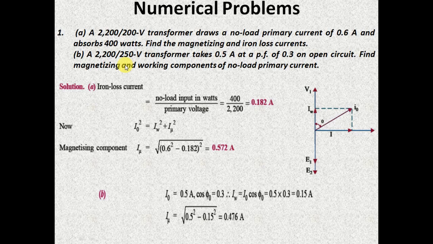In the second part of the same problem, you are given a 2200/250 volt transformer, and the no load current is 0.5 ampere at a power factor of 0.3 on open circuit. That is, this value is 0.5 ampere and this angle is cos inverse of 0.3. You are asked to find the value of IW and I nu. IW can be easily found out by I0 cos this angle, and I nu can be easily found out by I0 sine of this angle. That is also shown here.